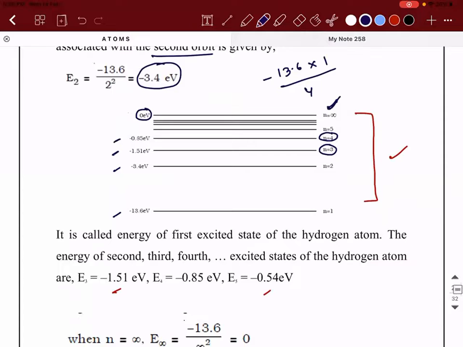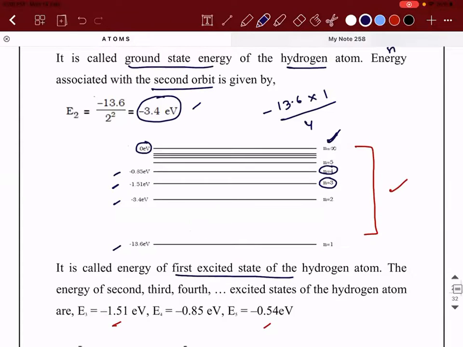So it is called the energy of the first excited state of the hydrogen atom, which is minus 3.4 eV. A stable hydrogen atom will have its electron at n is equal to 1. When it is excited, it goes to n is equal to 2.